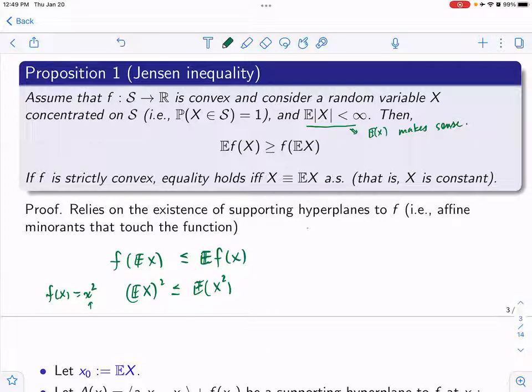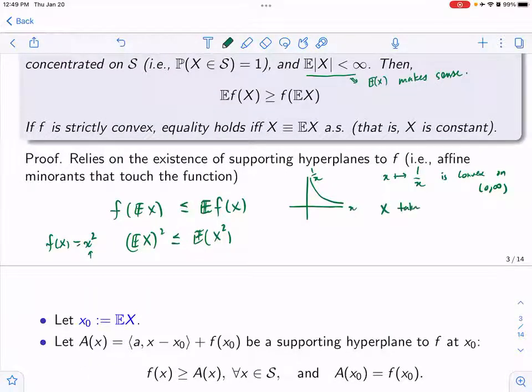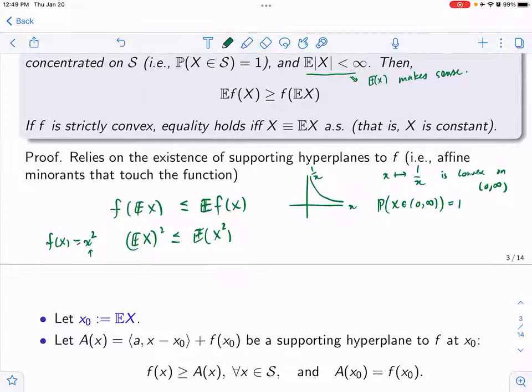If I have, for example, 1 over x, it is convex. This came up earlier. So this is x, this is 1 over x. The function x maps to 1 over x is convex on 0 to infinity. So if a random variable x takes values, let's say the probability that x is in 0 to infinity is 1. 1 over x is not going to be convex over the entire region, but over 0 to infinity it is convex.